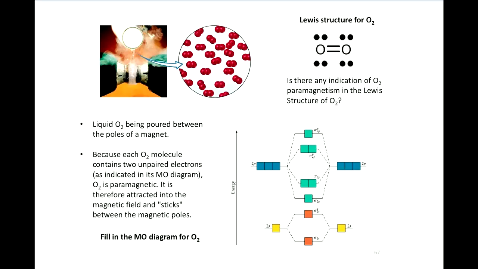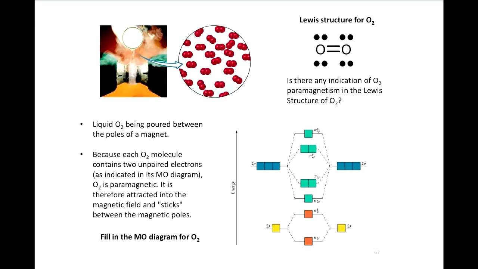All right, so let's finish off this chapter, talk about oxygen again. I hinted that oxygen is a paramagnetic molecule. So let's bring back its Lewis structure. Paramagnetic, what does that mean? What do we look for? Unpaired electrons. Look at the Lewis structure of oxygen. Is there any indication that there are unpaired electrons in there?